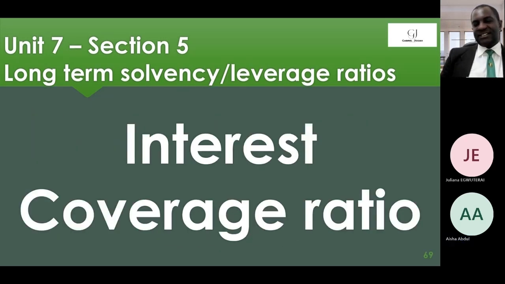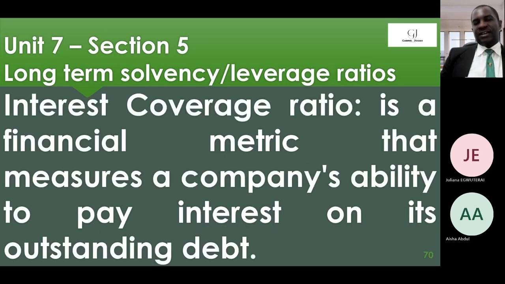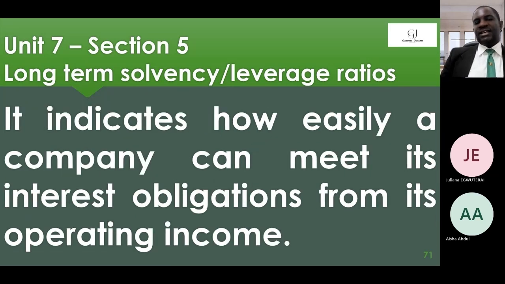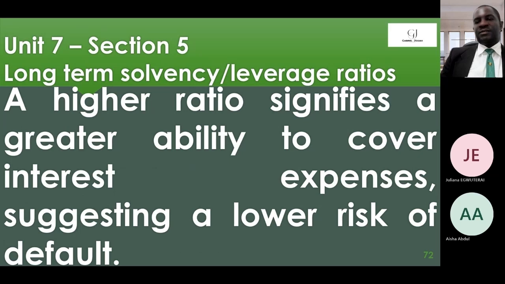All right. So let's look at interest coverage, or it's called interest cover. One of the simplest also. Interest cover measures a company's ability to pay interest. So your fixed dividend, all those borrowings, you need to pay your interest. Any long-term borrowing, fixed interest, you must pay the interest. So it measures the company's ability to pay interest on outstanding debt, and it indicates how easily the company can meet its interest obligations from its operating income. So the operating income is your earnings before interest and taxes. We'll be looking at that in the formula.